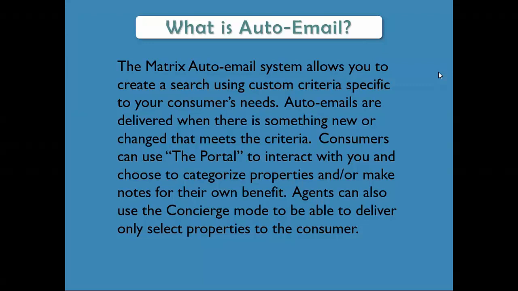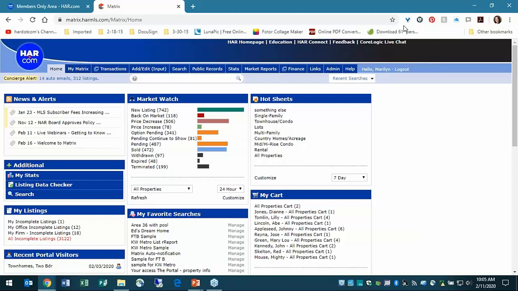You also have a little bit more advanced option to use concierge mode. So rather than anything and everything that meets their criteria being delivered automatically, you can pick and choose which you would like to deliver. And then once consumers receive those, they do have the ability to categorize properties, make notes, and of course reach out to you if they need anything else or clarification. So we'll be looking at live examples of all of that, but in a nutshell, that's what auto email does.